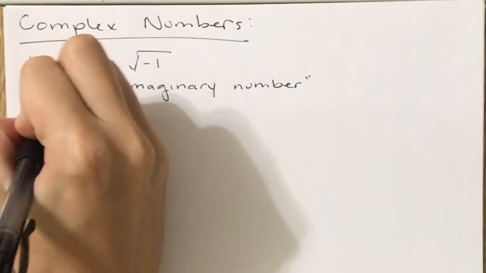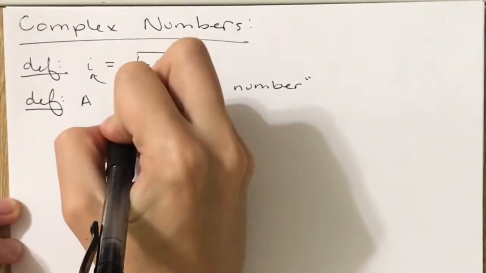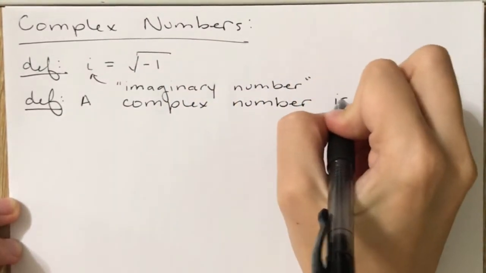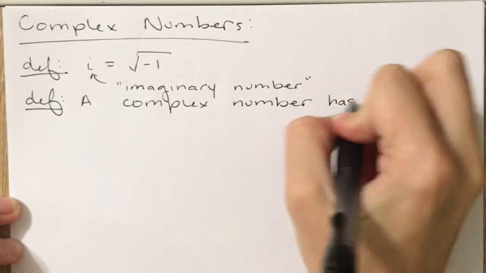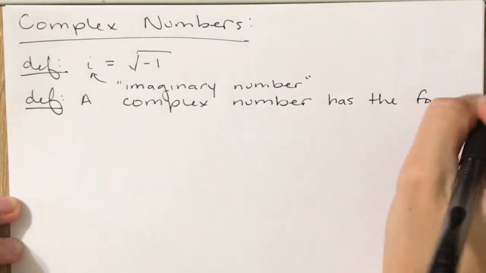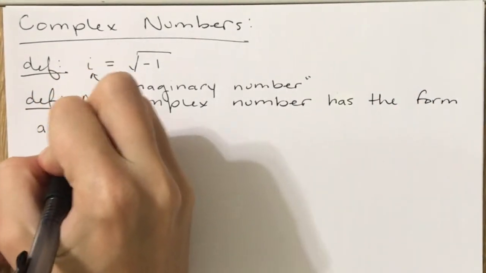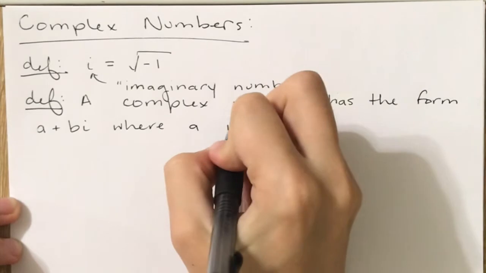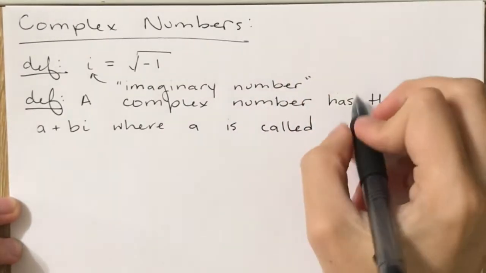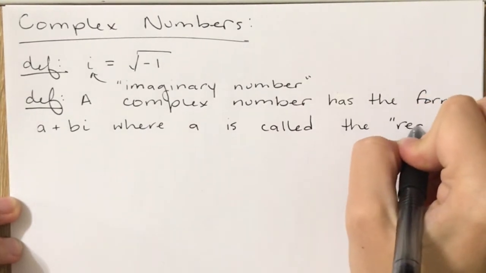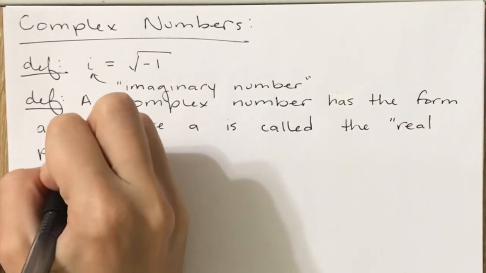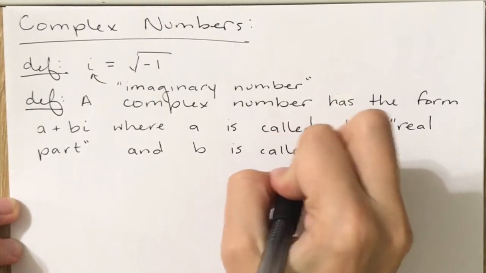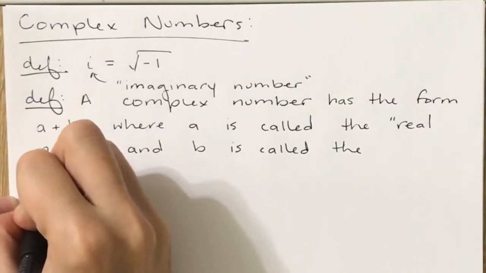So, definition. A complex number has the form a plus bi, where a is called the real part, and b is called the imaginary part.